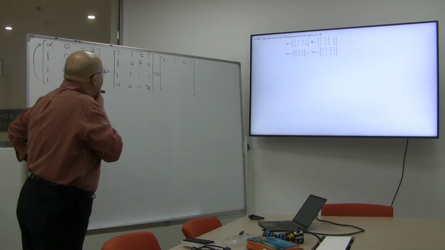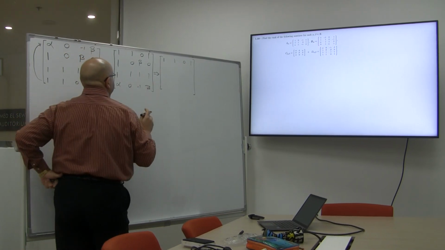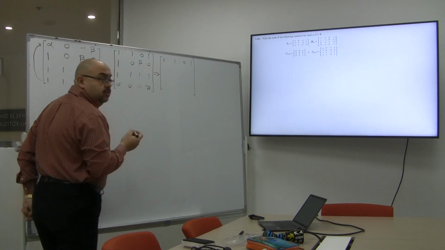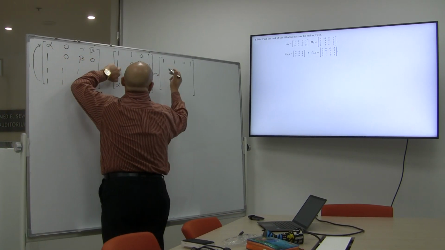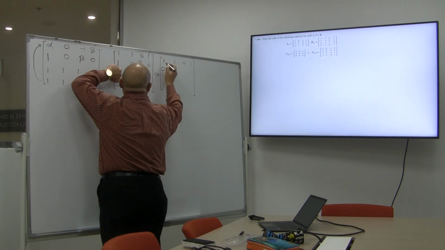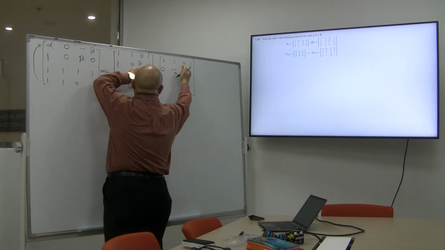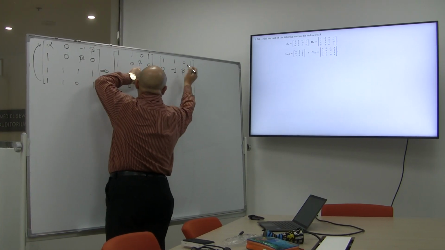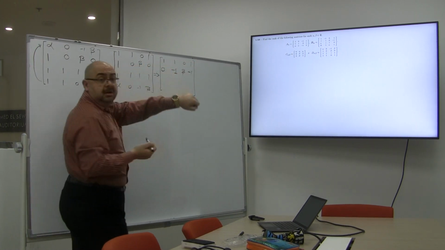No, wait. Okay, let's do it this way. Because beta, you have 0 above this value. Start: negative 1 plus 1, so the result will be? 0. Negative 1 plus 0, so the result will be? Negative 1. Negative 1 times 0, which is 0. And we will have beta. Negative 1 plus 0, so the result will be negative 1.